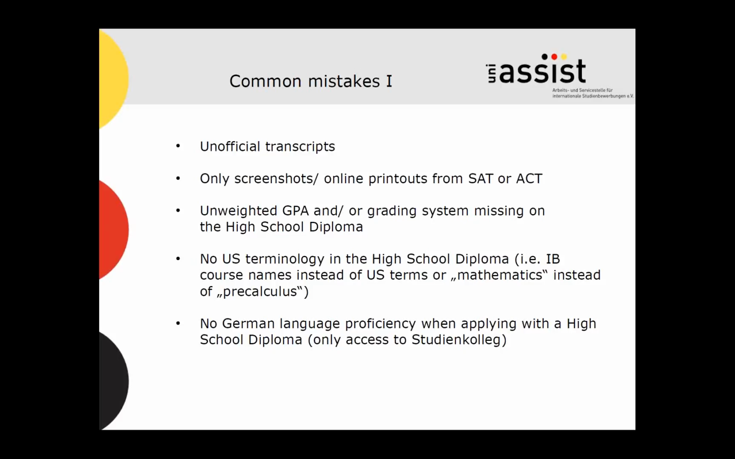When you're applying only with high school diploma without SAT, ACT, or a proof of 2 years of study, you are eligible only to apply for the so-called Studienkolleg, and there you need a German language proficiency. So you also have to submit a certificate.